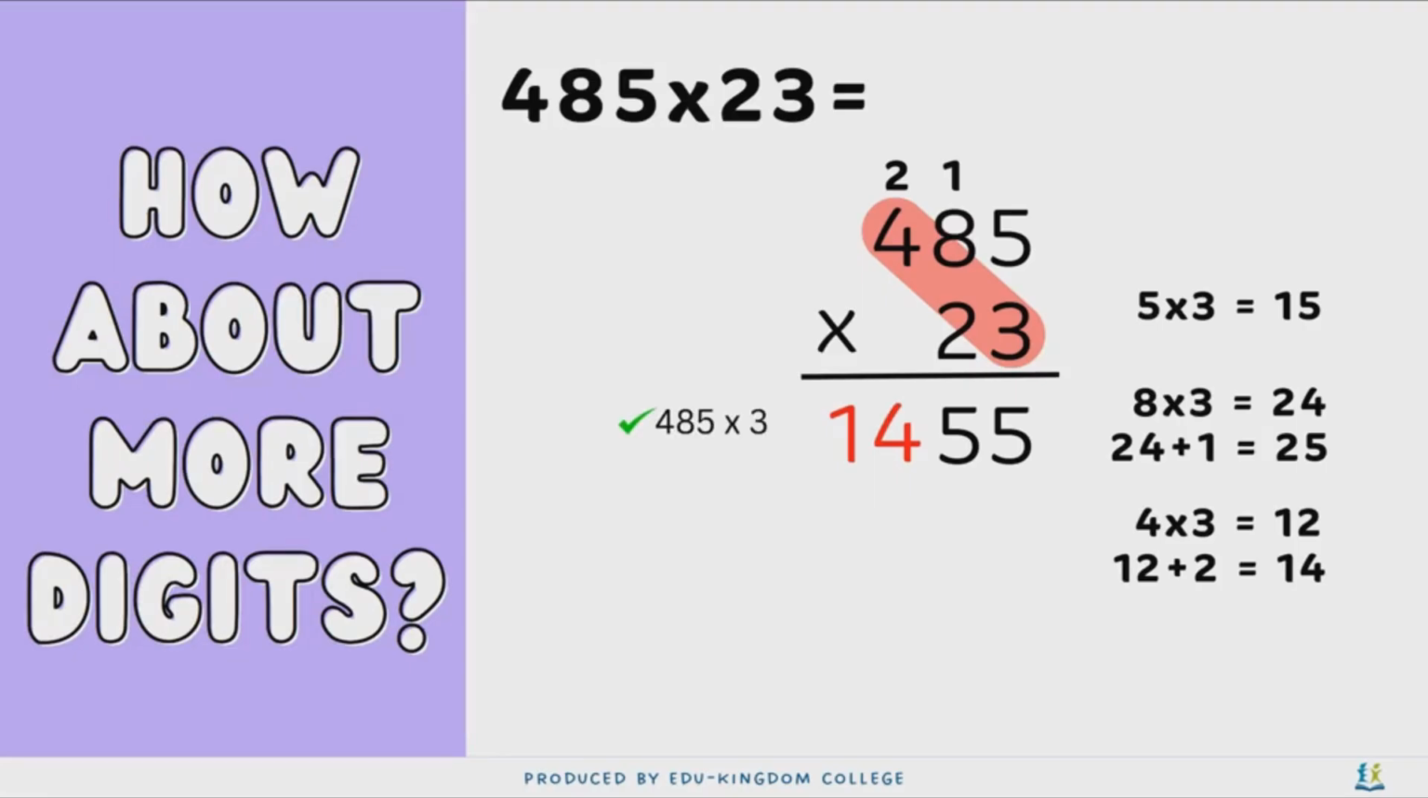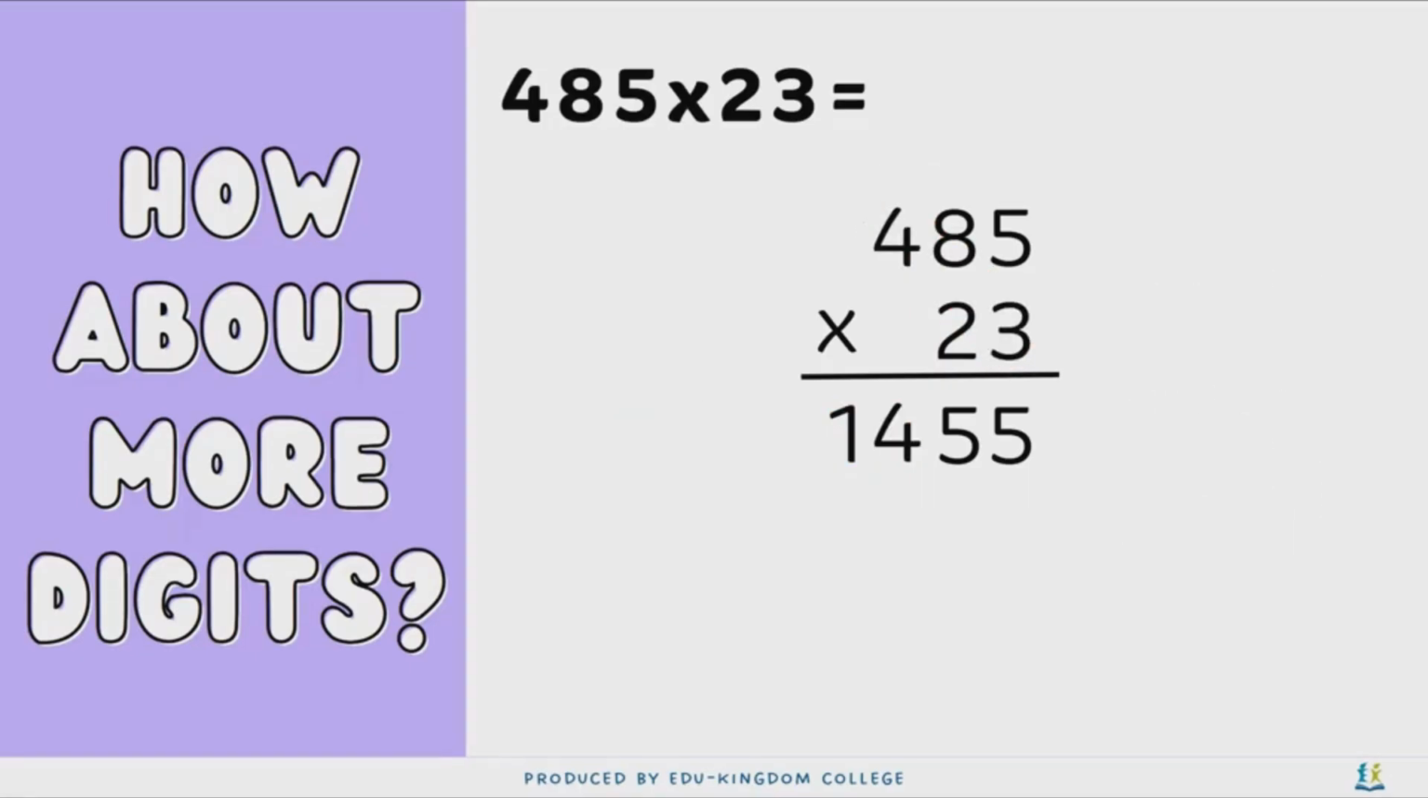Now that I have worked out the 485 times by 3, let's have a look at the 2. Now, I'm going to have to times 485 by 20, since 23 is 20 plus 3. And I know that 2 times 10 is going to give me 20. So every single time when there's another digit, we can add a magic 0.